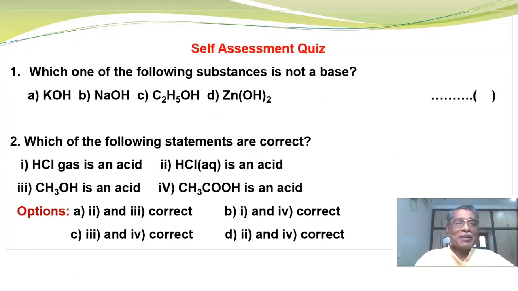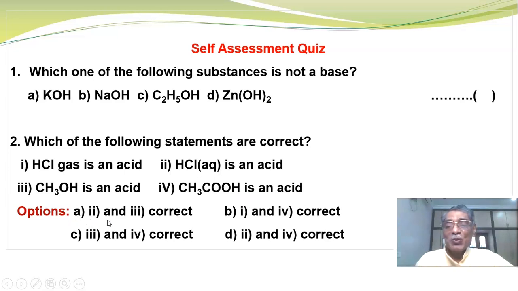Now, self-assessment quiz. Which one of the following substances is not a base? Options: A. KOH, B. NaOH, C. C2H5OH, D. Zn(OH)2. Choose the right option. Question 2. Which of the following statements are correct? Option 1. HCl gas is an acid. 2. HCl aqueous is an acid. 3. CH3OH is an acid. 4. CH3COOH is an acid.